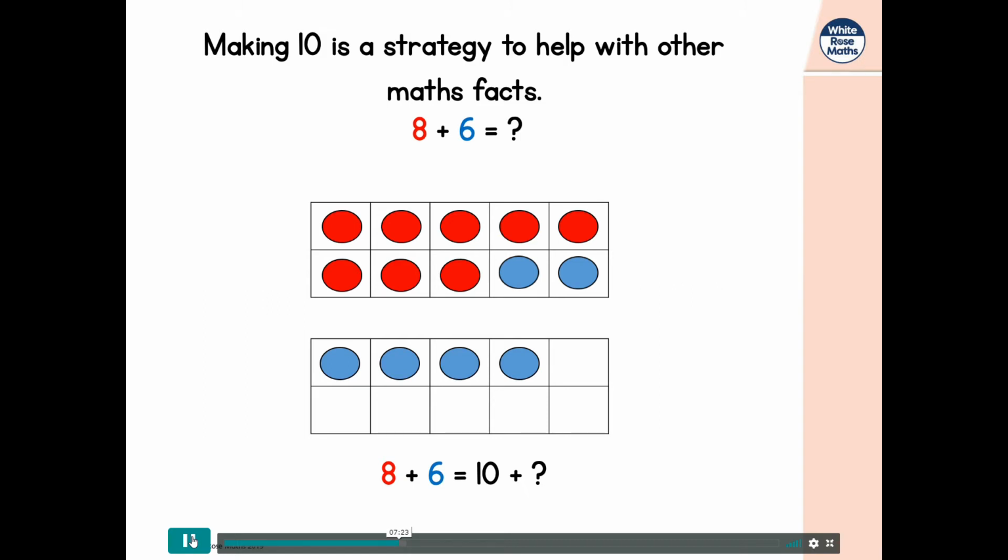So now we have 10 plus, you got it, we've got 10 plus 4. Can you see how 8 plus 6 is the same as 10 plus 4? This is again called making 10. And now we can answer our question. 8 plus 6 equals 14. Fantastic.